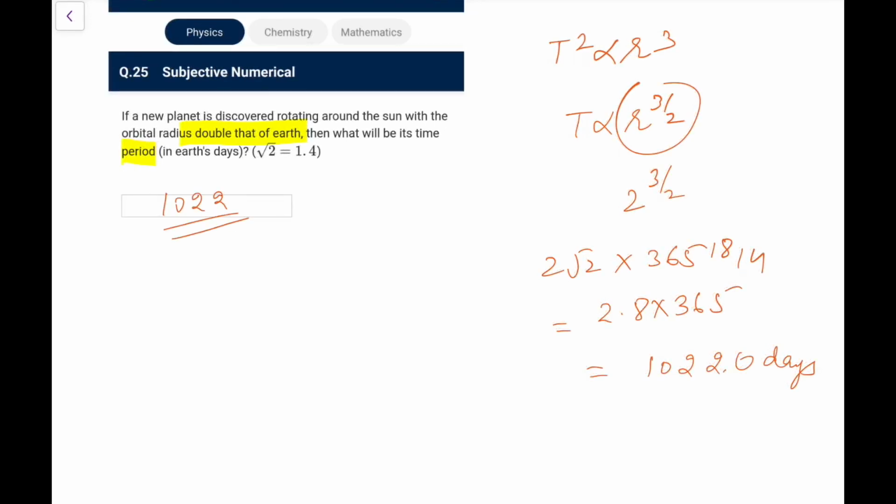They have given 1032, but it should be 1022 as per the data. I think they have taken 1.41. Let me check what I have taken. If I have taken 1.41, it would have been 2.82 and then 1029.3. Then also the answer would not have been exactly 1032. So no issues in Earth's days, Earth days 365 days. So with 1022 days I can go.